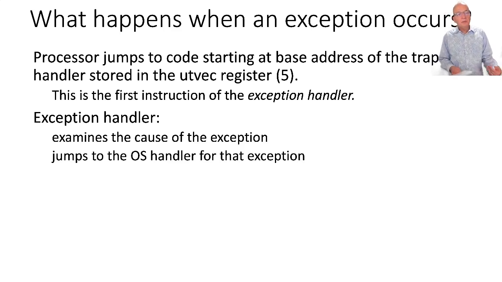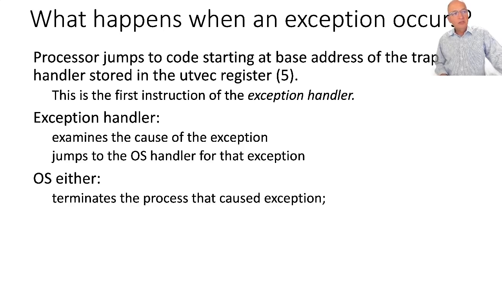Then it will jump to the operating system handler for that exception. So the operating system will have several different handlers, one for each type of exception, and you need to jump to the right address. And the operating system then will do one of those things. It may terminate the process that caused the exception. It says your program has to be killed. For example, it's a segmentation fault. There is nothing that I can do. I have to kill the program.